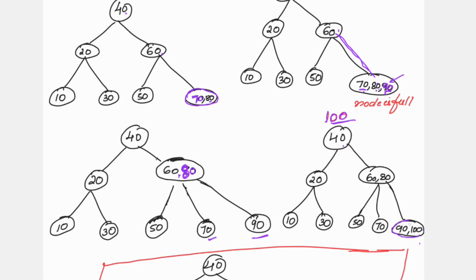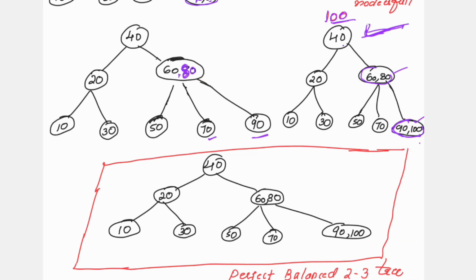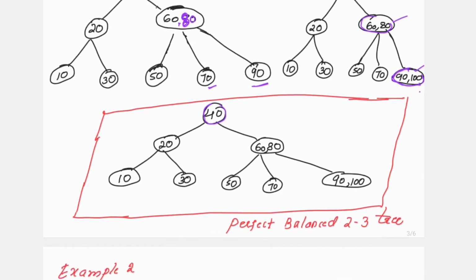Now at this point there is no problem here, because this is a node with two data elements, it is allowed. This is a node with two data elements, it is allowed. Only when you have a node with three data elements, then you need to process it, wherein you will pull the middle node and bring it one level up, and separate out the children. Whatever you got in the last step, that is your final perfectly balanced 2-3 tree.